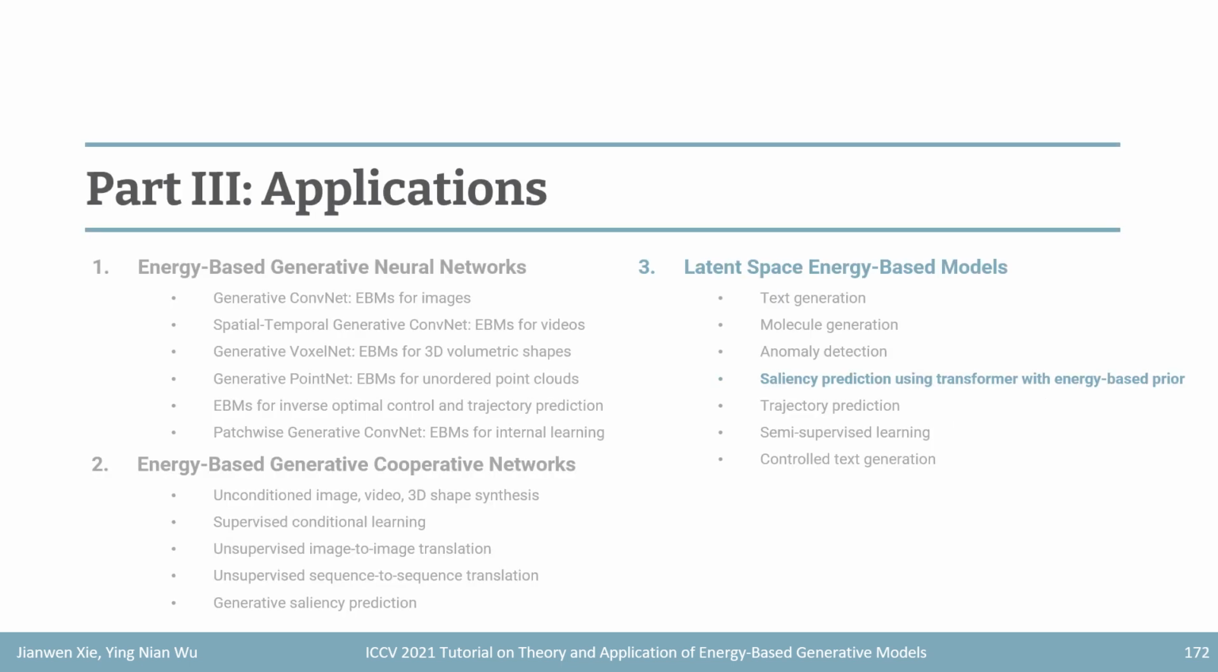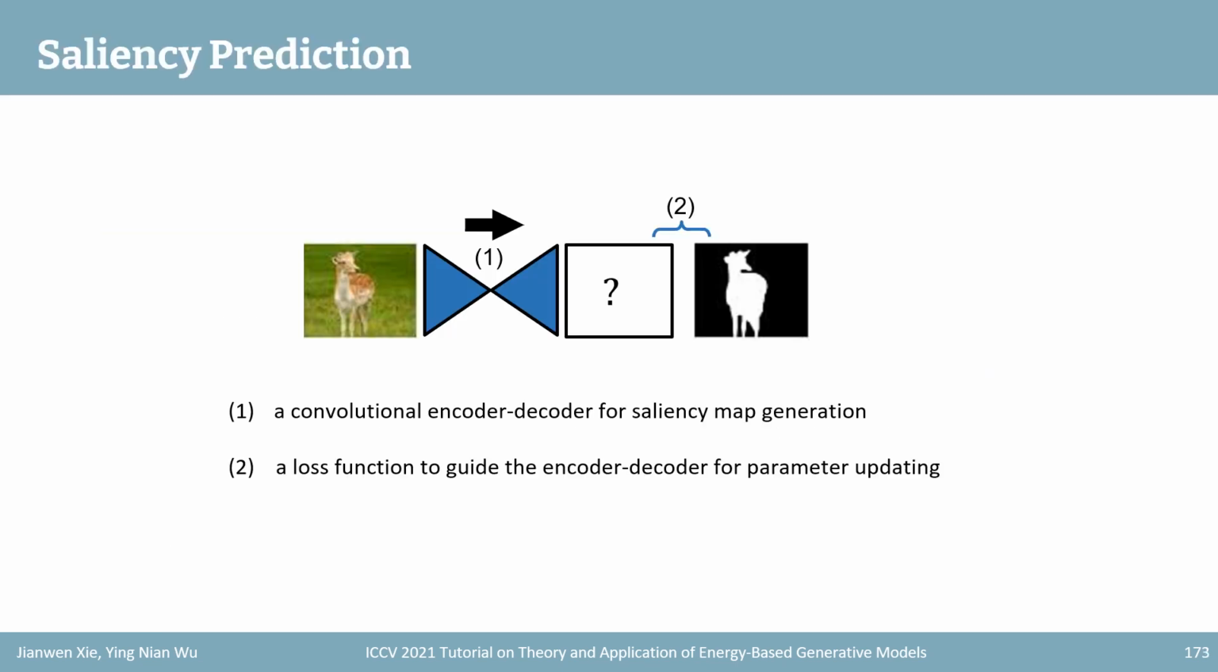Now we will talk about saliency prediction using generative transformer with an energy-based prior. Traditional saliency prediction methods are typically supervised or semi-supervised because they rely on labels or annotations. They are also deterministic because they learn a direct one-to-one mapping from image to saliency map.